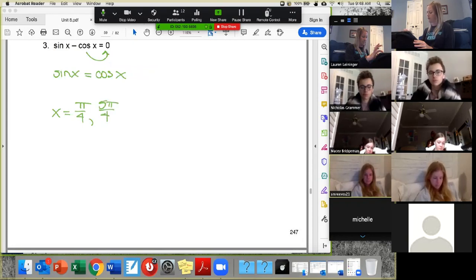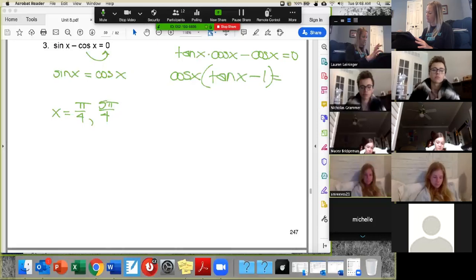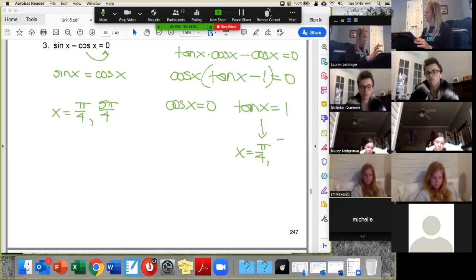Just for the sake of argument, I want to finish out that other way real quick. If I replace sine with tangent times cosine, I want to make sure I get the same answers. I think we might have to toss a couple answers on this one. If I factor this and solve it, I'm looking for where is cosine equal to 0. And I'll tell you why you have to toss some answers so that this makes sense to you. Where is tangent equal to 1? Tangent equal to 1 happens at pi over 4 and 5 pi over 4. So that's where we get the same answers.